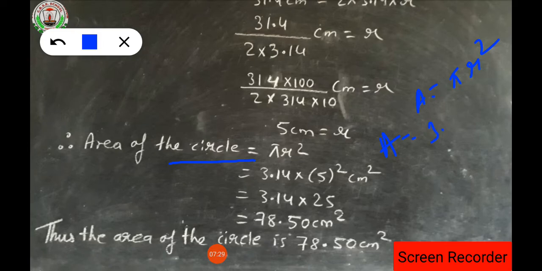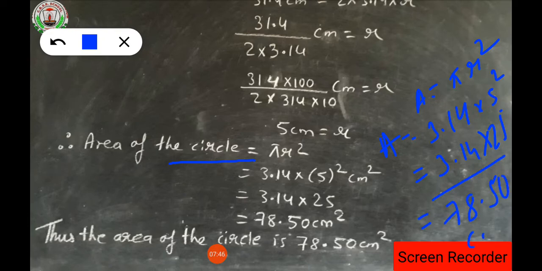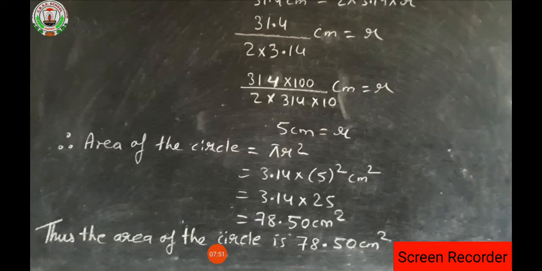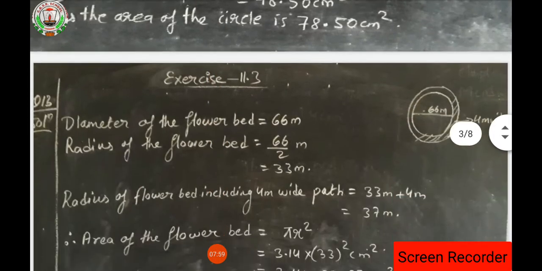As we know, we have to find the value of the area. The pi value, it is said in the question, to take as 3.14. Then r, we know, is how much? 5 square. So 5 into 5 will be 25. So 3.14 into 25. Multiplying these numbers we will get the answer 78.50 centimeter square. So what is the area of the circle? It is 78.50 centimeter square. Thus the area of the circle is 78.50 centimeter square. Clear up to here?